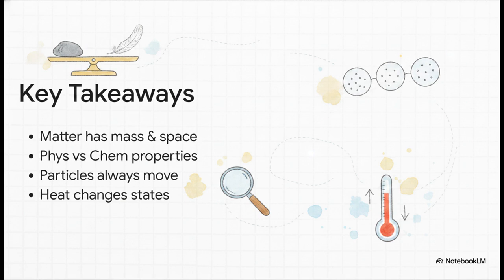Underneath it all is the kinetic theory of matter, tiny, discrete, constantly moving particles that arrange differently to give us solids, liquids, and gases. And finally, matter changes states by either absorbing heat to break particle bonds or releasing heat to bring those particles closer together.